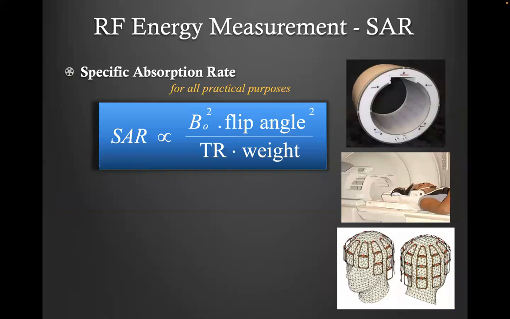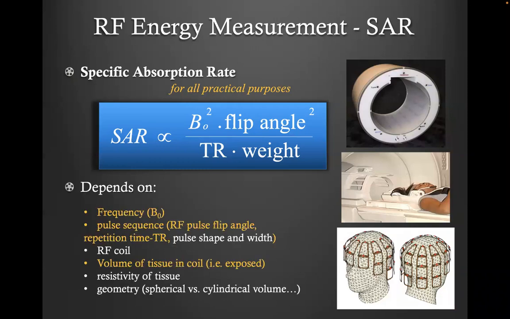To characterize this heating, there is something called SAR, the specific absorption rate. For all practical purposes, your SAR is proportional to the main magnetic field squared and the flip angle in your pulse sequence squared, and inversely proportional to TR and weight. So there are a lot of things you can manipulate. Some pulse sequences and imaging methods are more SAR intensive and some are less. Just know that the heating varies from person to person as well as sequence to sequence.